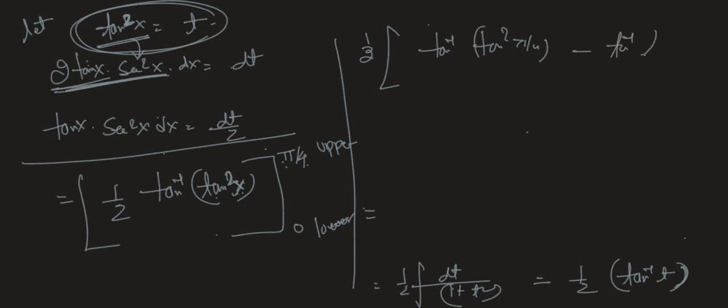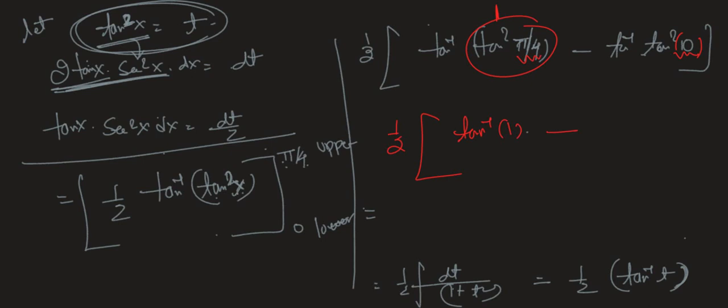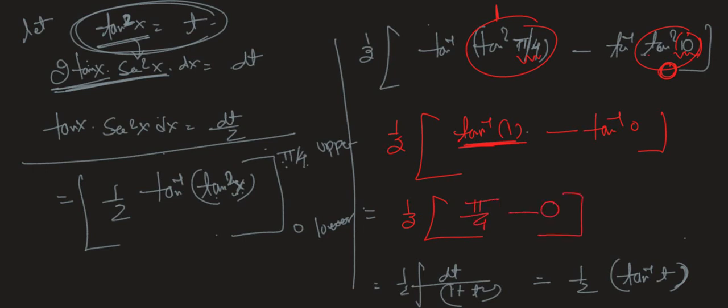If I put the limits pi by 4, है ना, first pi by 4, तो इधर देखिए what is tan pi by 4? Let me write down 1 by 2 out. तो tan inverse of tan square pi by 4 minus tan inverse of tan square 0. ठीक है, तो what I did here, pi by 4, I wrote upper, this is my upper limit here, minus lower limit, correct? I have put it. So 1 by 2, what is tan pi by 4? Is 1, correct? So it will be tan inverse of 1 minus tan inverse of 0 because tan 0 is 0, tan inverse of 0. 1 by 2, what is tan inverse of 1? Pi by 4 minus 0.